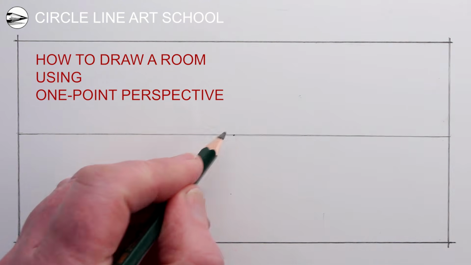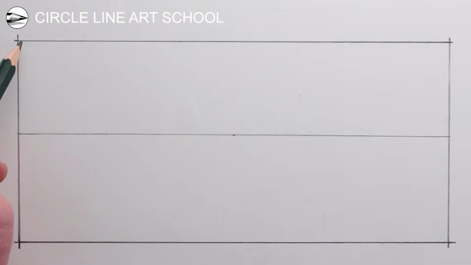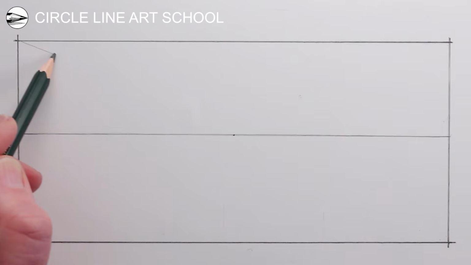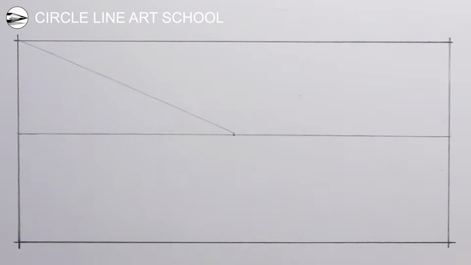Next, draw a single vanishing point in the middle of this horizon line. All receding lines in this drawing will go towards this single vanishing point in one-point perspective. Next, draw 4 diagonal lines from the corners of your drawing to your central single vanishing point.